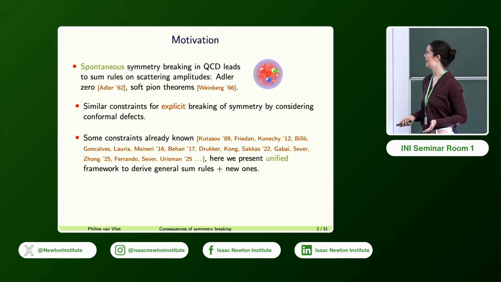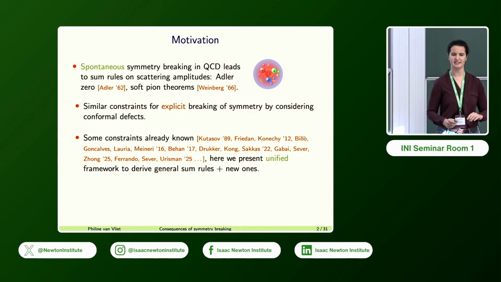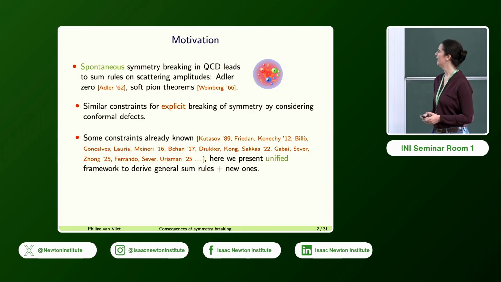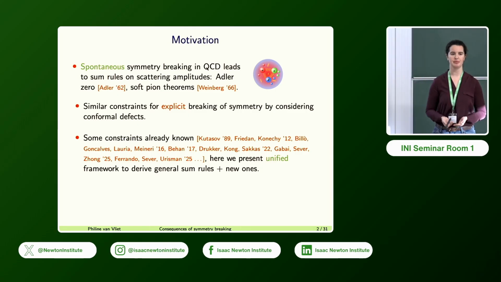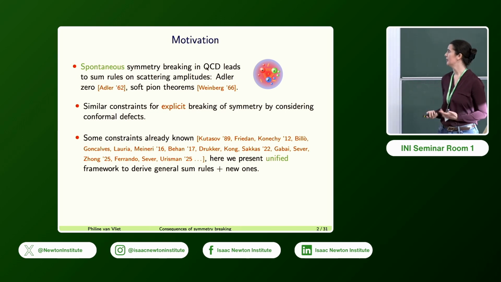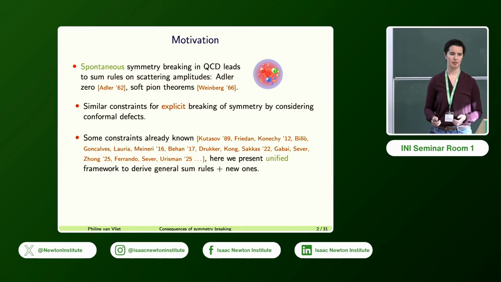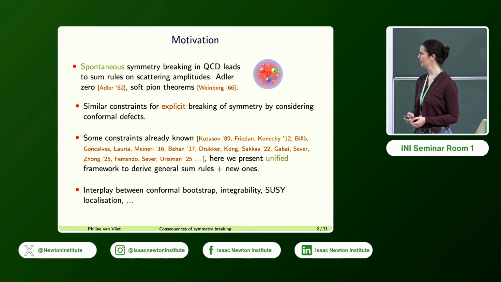So some of these constraints were already known. I've put a few papers here. I have a more extensive detailed list at the end. Some of these were derived for defects specifically, others more for conformal manifolds, and they were derived using a variety of techniques and motivations. So what we want to do here is present one framework to derive all of these in the literature and also add some new ones. That is the goal for the first part.